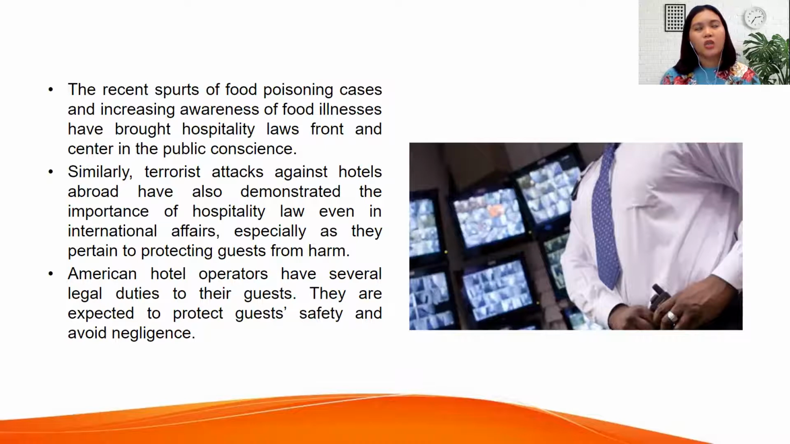Because in the hotel, we always keep in mind to always protect our guests. We do not know if those who enter the hotel are members of a gang, mafia, or underground group, and they are actually doing bad things. They go into their rooms, or maybe they have a business that nobody knows about, because we share confidentiality with our guests. Therefore, we have this law to protect the providers of hospitality. So American hotel operators have several legal duties to their guests.